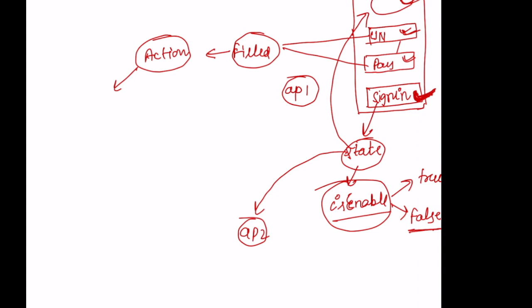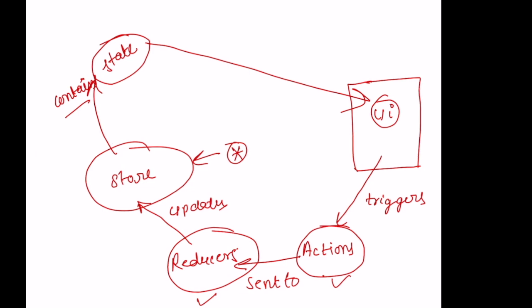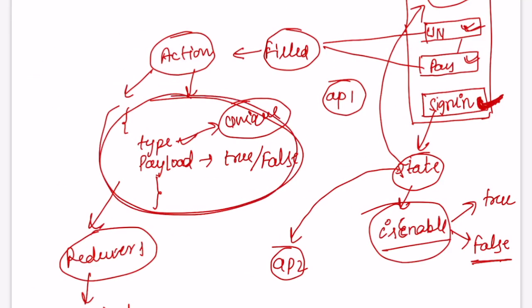An action will send the type and the state-holding data. I mean, what exactly we have to make the state, true or false. So this action will contain two things: type and payload. In payload we can have true or false, and type can be anything, which should be unique. When this action is triggered, this data will go to the reducer, because we are getting this object.